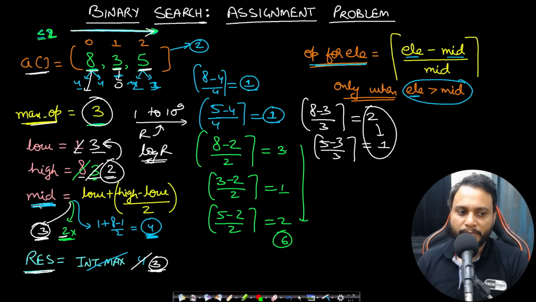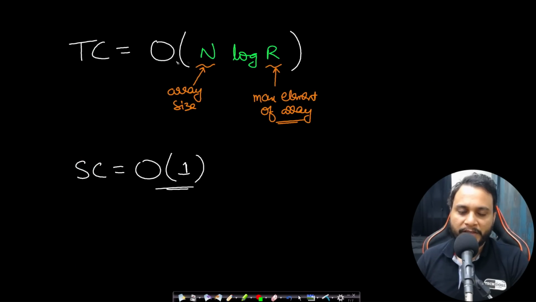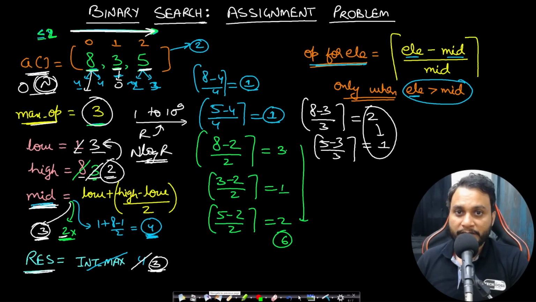For each of these mid values that we were trying, we were checking all the elements in the array of size n. We were trying to find out how many operations are required to make the final list where the maximum of the list must be less than or equal to mid. It was order of n because the number of items was n. Therefore, n will be multiplied with this log r, and that is why the time complexity is n log r. And the space complexity is order of 1 because we are not taking any extra space. Now let's look at the code.